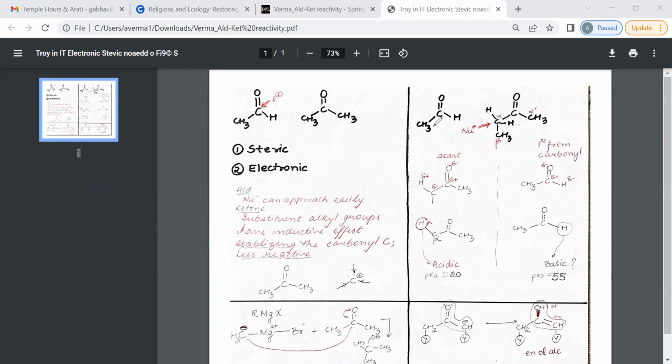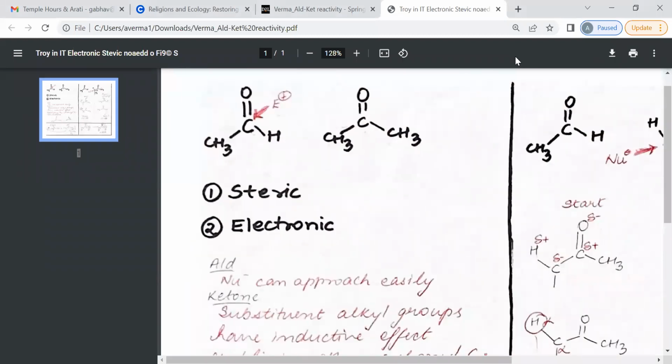If you look at this particular structure, the hydrogen is smaller in size. So when the incoming nucleophile approaches, it only has to deal with a small bulk here. Whereas if the nucleophile approaches the ketone, it will be facing steric hindrance from this bulk as well as this bulk. And so steric factors make this aldehyde carbonyl carbon very electrophilic because the nucleophile can approach easily.